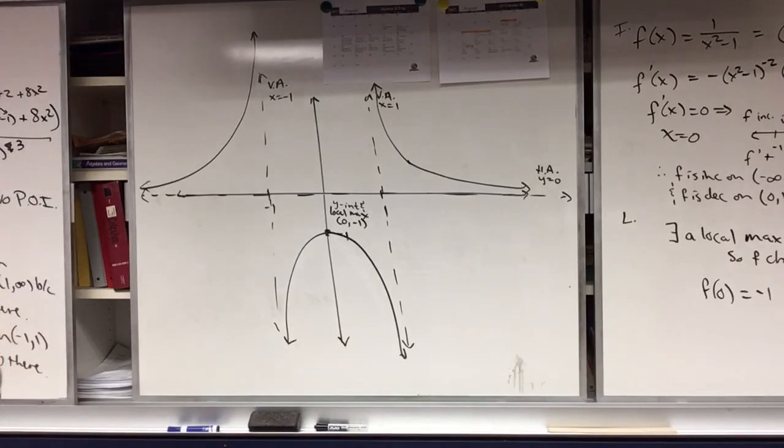Okay? So that was using the steps learned in class, namely domain, intercepts, symmetry, asymptotes, intervals of increase, decrease, local extrema, and the values, concavity and points of inflection, and then sketching the curve. Okay? I hope that's helpful.